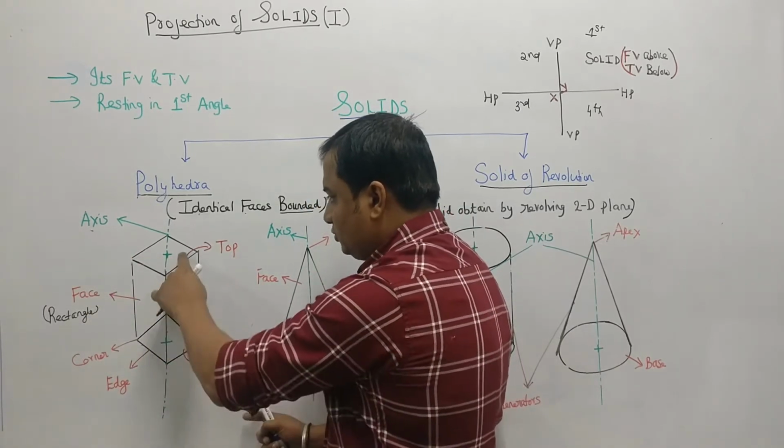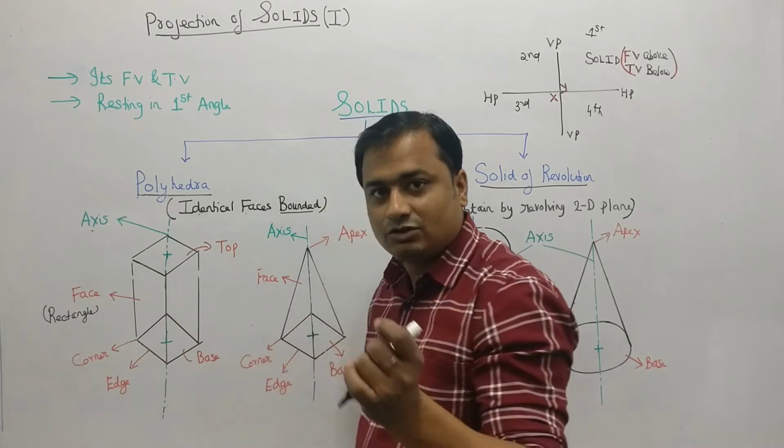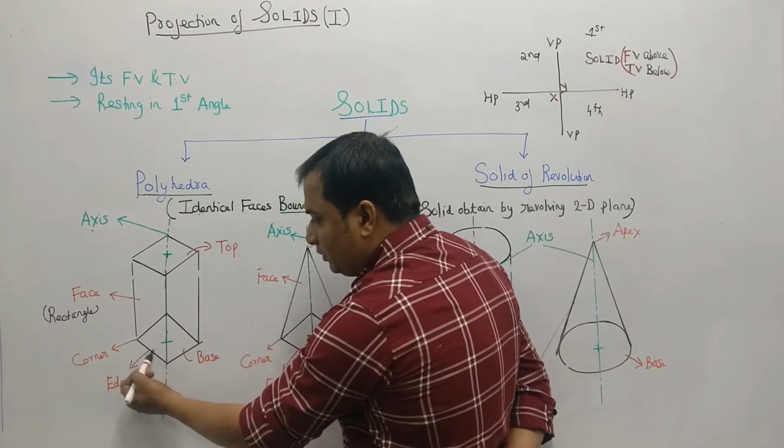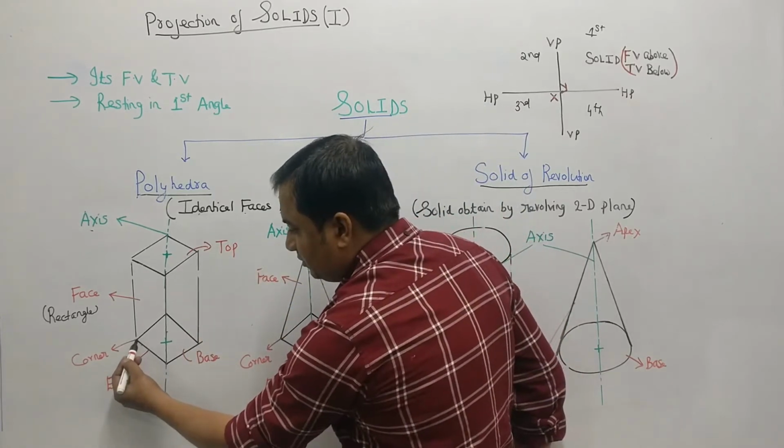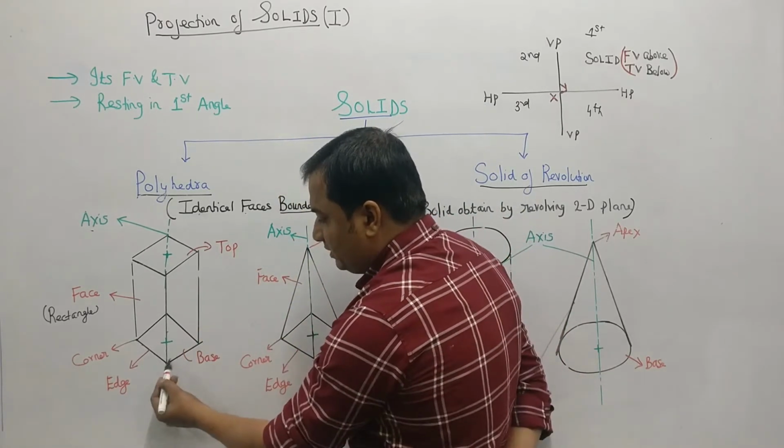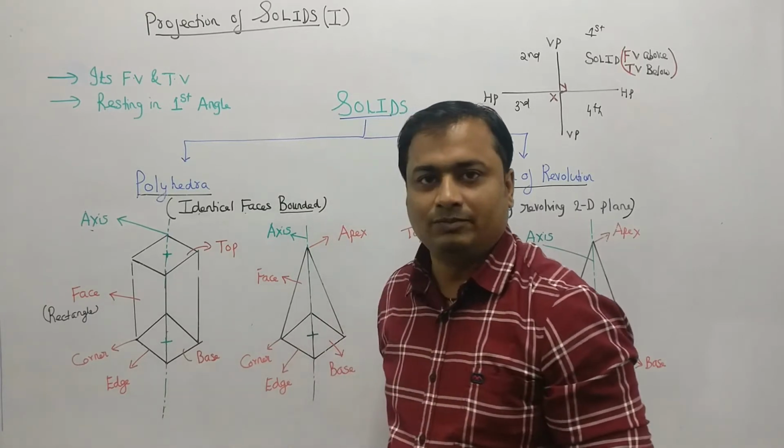This is base. This is top. This is face. And what is the corner? The corner is the point where two edges are joined with each other. So this is my corner of the prism. This is also a corner. So these are the corners of the prism.